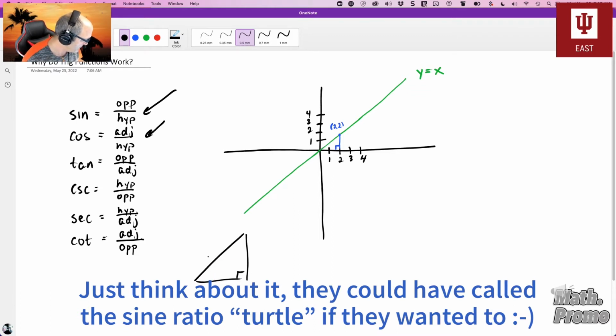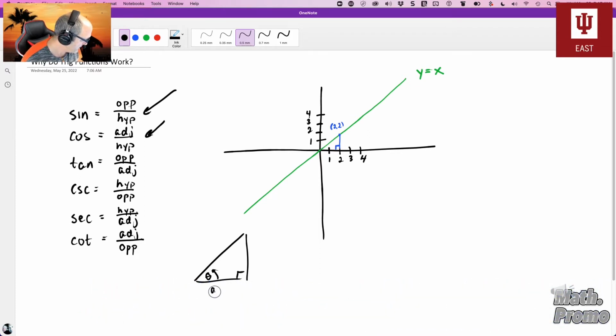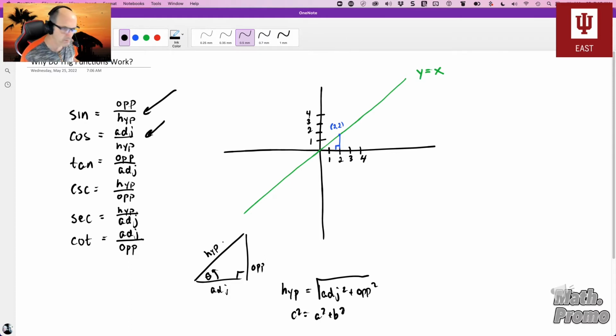Let's have a triangle. Let's have theta as our angle, and this is going to be adjacent. This is going to be opposite, and this is going to be hypotenuse. And we know that the hypotenuse equals the square root of adjacent squared plus opposite squared, and that's because of the Pythagorean theorem, c squared equals a squared plus b squared, when it comes to a right triangle.